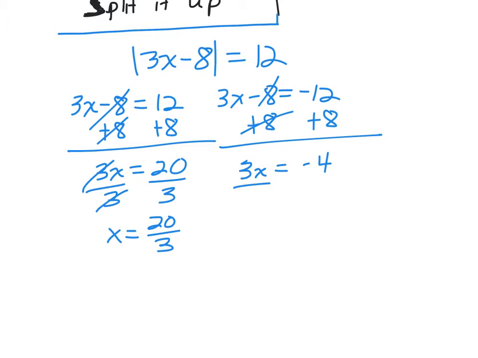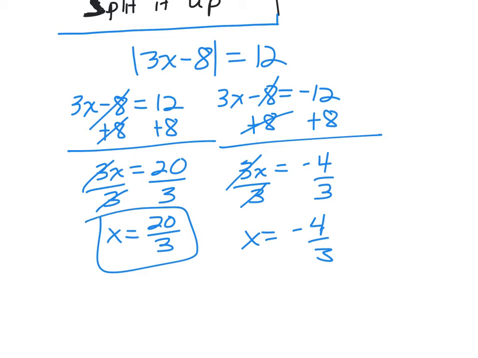And we'll divide by 3. And x will equal negative 4/3. So you say, well, how can both of those be answers?